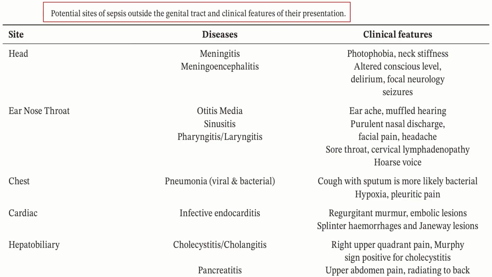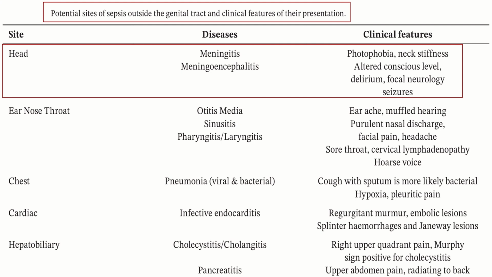Potential sites of sepsis outside the genital tract and clinical features of their presentation include the head site, which includes diseases like meningitis or meningoencephalitis, and the patient presents with photophobia, neck stiffness, altered conscious level, delirium, focal neurology, and seizures.